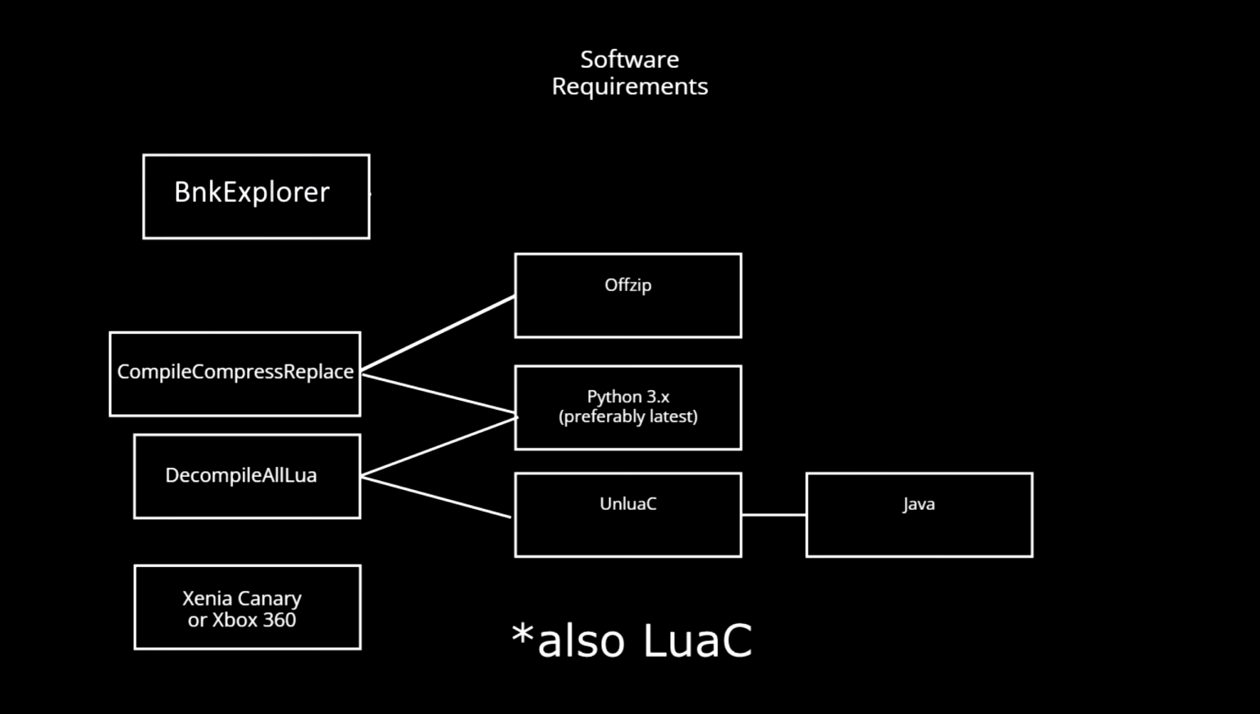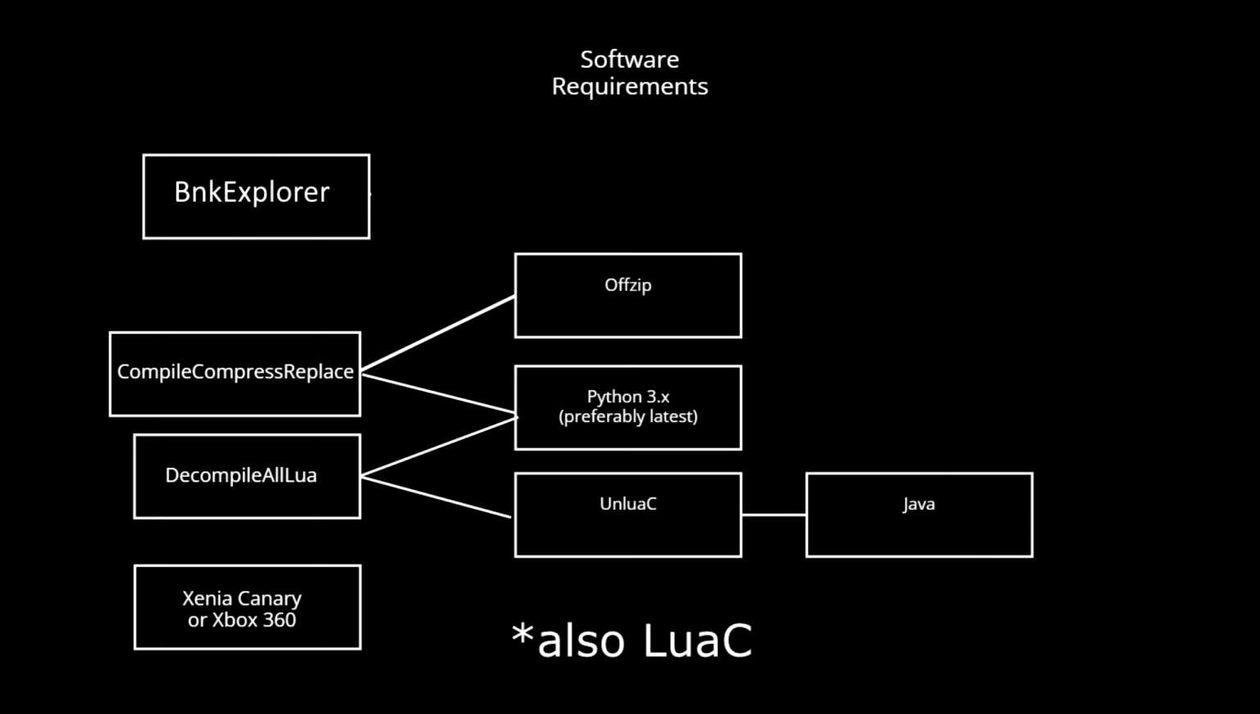You'll also need offzip. This is used by CompileCompressReplace to decompress the extracted Lua files. You'll also need DecompileAllLua.py. This is my second script that automatically decompiles all Lua scripts that you extract. This depends on unluac. This lets you decompile the game's Lua scripts so that you can read and modify them. More on this later. Unluac requires Java. Just make sure it's installed, otherwise you can't use unluac. Also, make sure you can call Java from the command prompt for convenience.